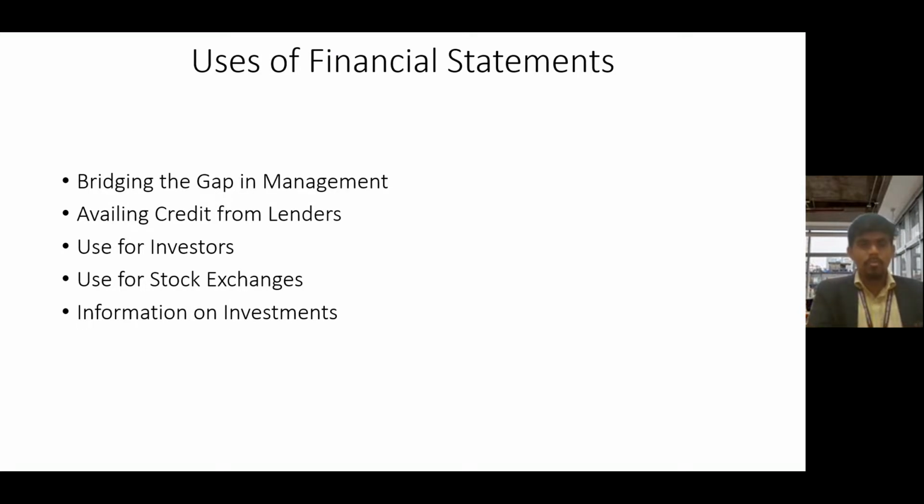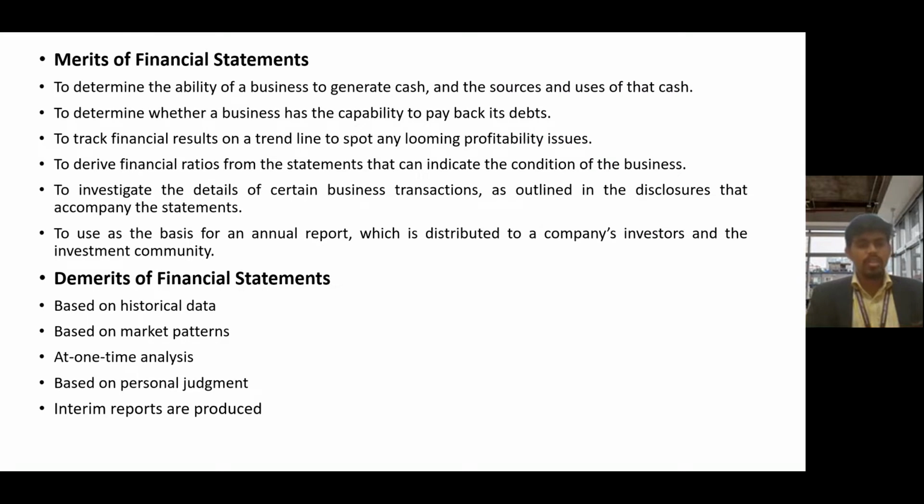Next, we'll go for the merits and demerits of financial statements. There are a lot of merits and very few demerits. Merits and demerits are advantages and disadvantages, pros and cons, the two faces of the same coin. Both are interdependent. Every advantageous statement, thing or process will also have a disadvantage. Wherever there is positivity, there is negativity also. Likewise, there are merits and also demerits.